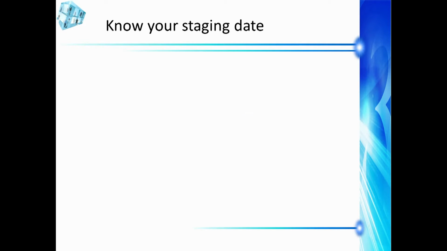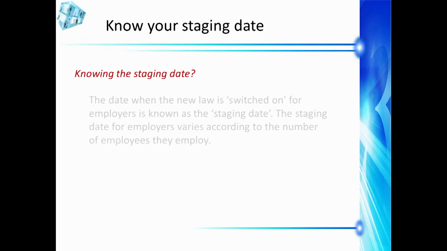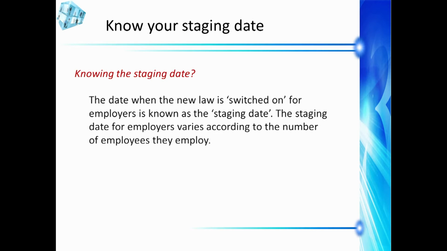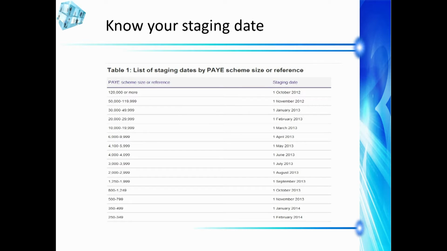Knowing your staging date. The staging date is the date at which the law applies to you. So the staging date is based upon the number of employees you had within your organisation back in April of 2012. And here is a list from the Pensions Regulator website of the staging dates.